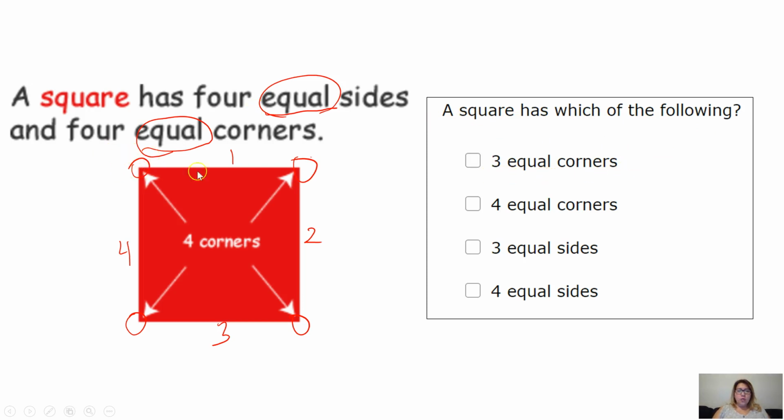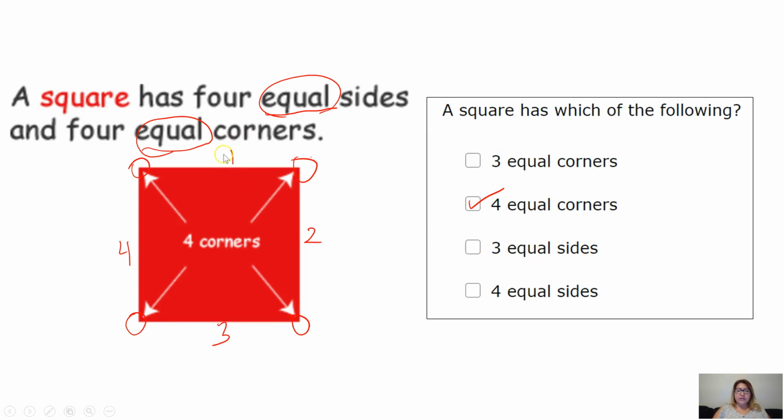Well, let's check. 1, 2, 3, 4. No, it does not have 3. It has 4. Now this one says 4 equal corners. Well, we just counted. 1, 2, 3, and 4. Yes.